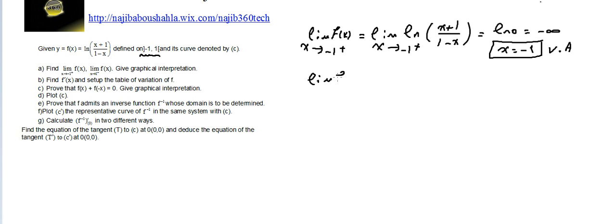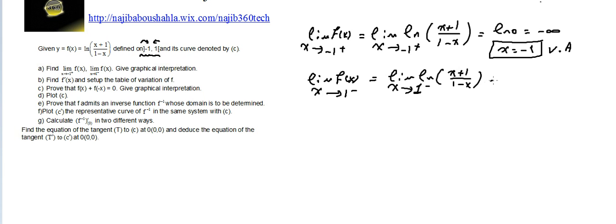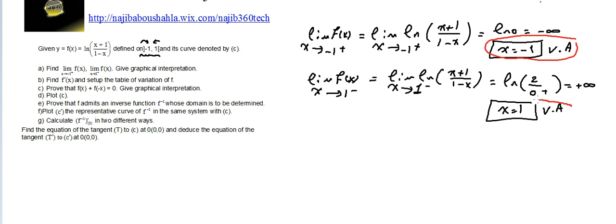And the limit of f of x as x approaches 1 minus, right, is equal to the limit of ln of (x plus 1) over (1 minus x) as x approaches 1 minus, because we have minus 1 plus and we have 1 minus. Which is equal to ln of 2 over 0, when we substitute, it's 2 divided by 0 plus, because this is 1 minus, right? And that is equal to plus infinity. So x equals 1 is also a vertical asymptote. So this is important, and this is important too.